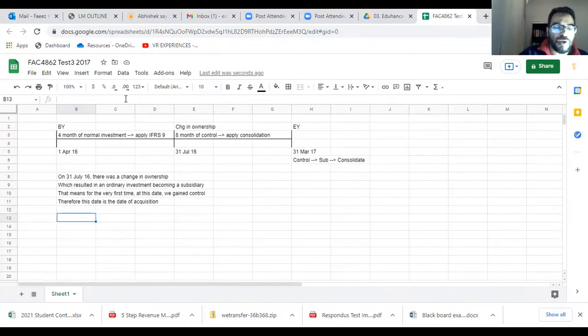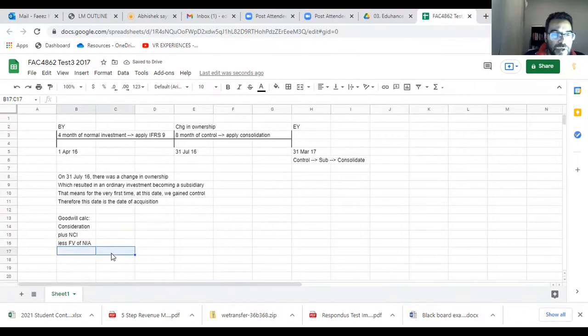Remember, the normal goodwill calculation was as follows. When we calculated goodwill, what did we do? We said consideration. Then we said, plus NCI, less fair value of net identifiable assets, and that gave us goodwill.